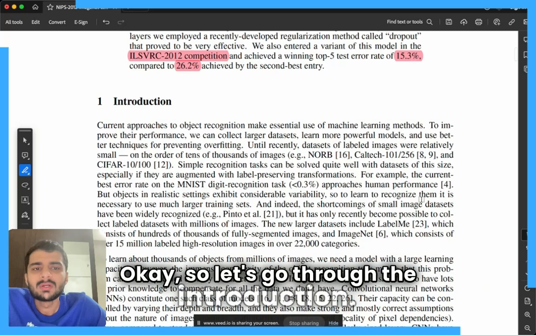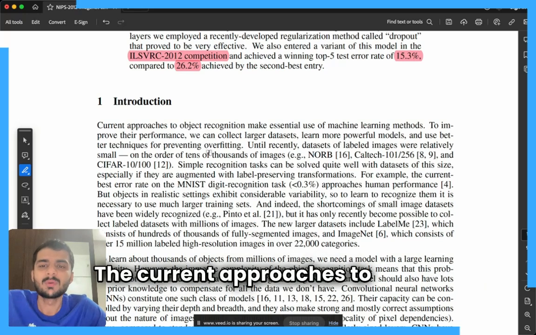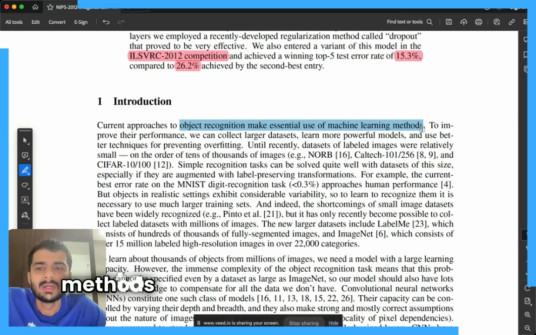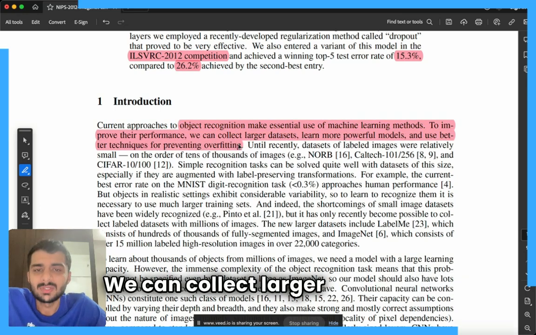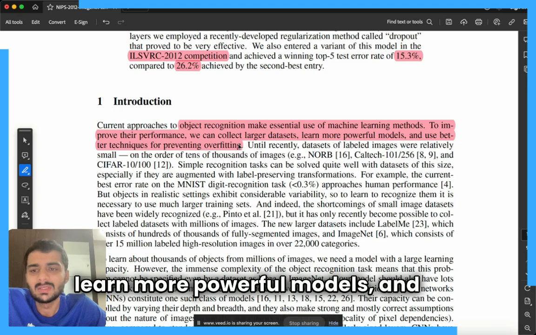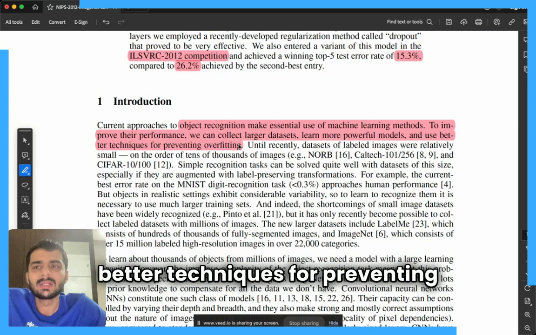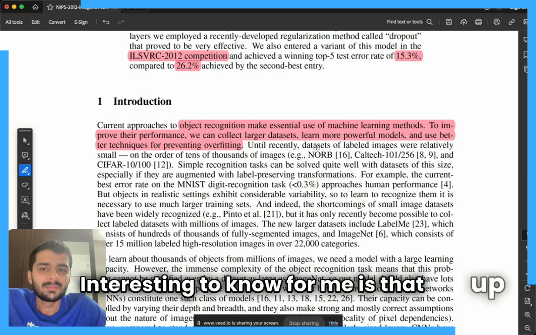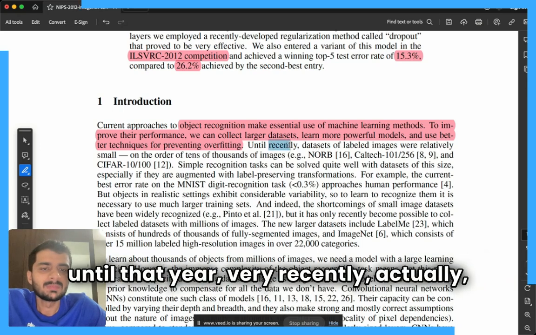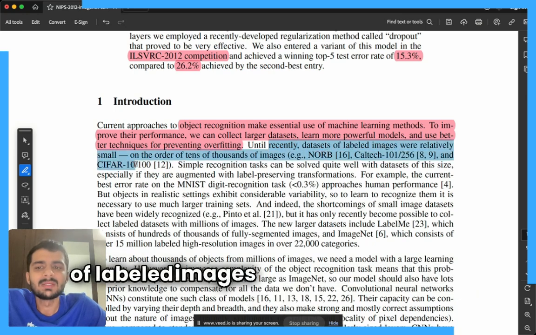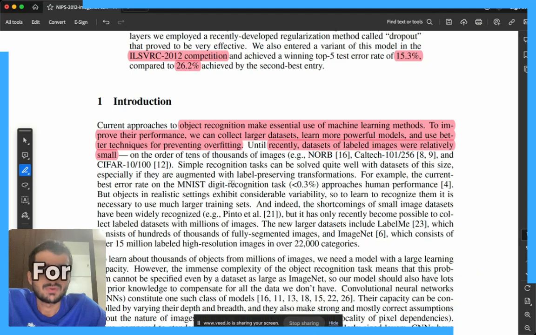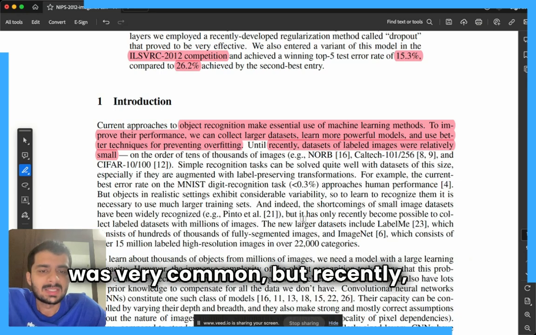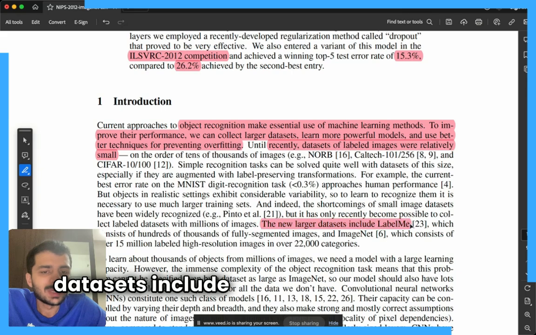Okay, so let's go through the introduction. The current approaches to object recognition make essential use of machine learning methods. To improve their performance, we can collect larger data sets, learn more powerful models, and use better techniques for preventing overfitting. Interesting to know is that up until that year, data sets of labeled images were relatively small. For example, NORB, Caltech, and CIFAR data was very common, but recently these new large data sets include LabelMe and ImageNet.